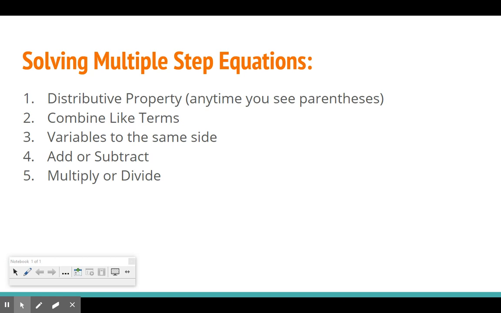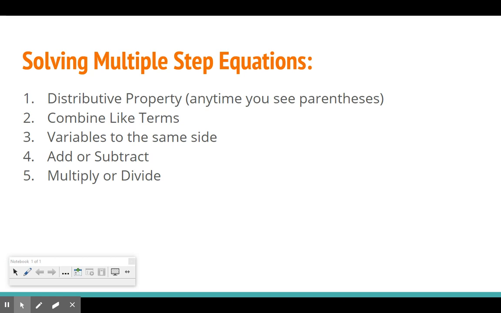Then step 2, after you've done the distributive property, or maybe there's not any distributive property, then you're going to look to see, can you combine any like terms on either side of the equal sign? Sometimes you'll be able to combine some numbers, sometimes you might not be able to. Tomorrow we're going to talk about step 3, and that's when, are there variables on both sides of the equal sign? Can we move the variables to that same side?